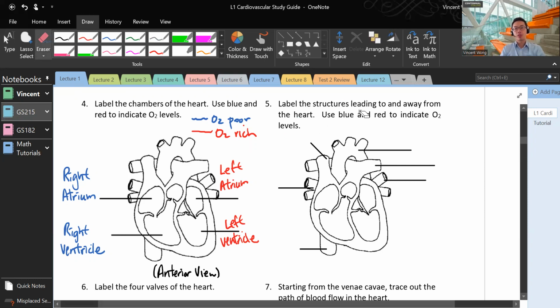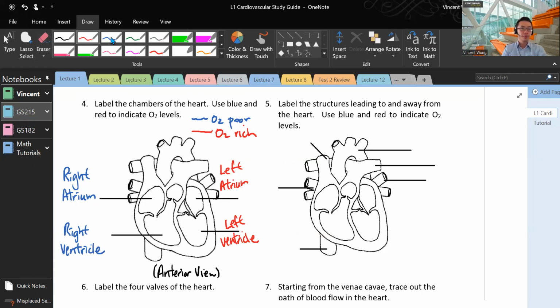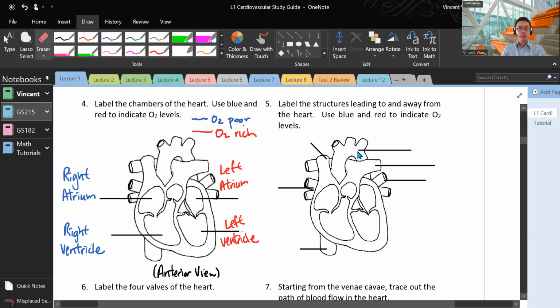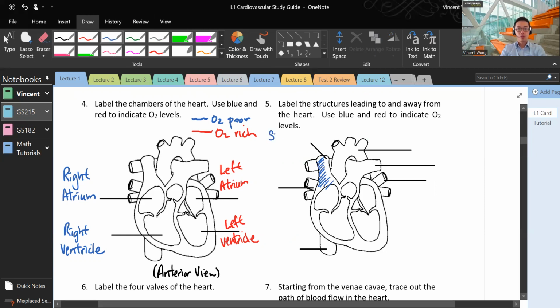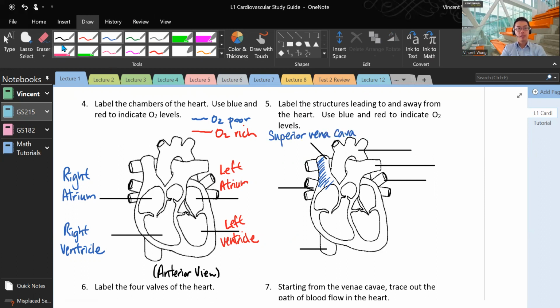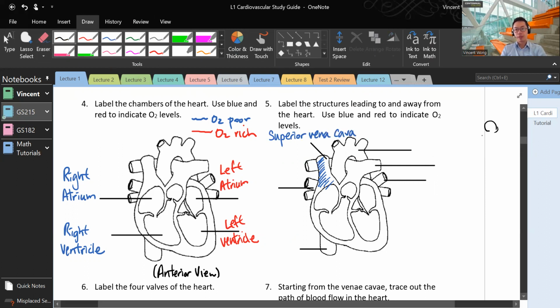Label the structures leading to and away from the heart. Use blue and red to indicate O2 level. So we have the superior vena cava here. Superior vena cava. Okay, so again, if you think about the body, and the heart is about here.